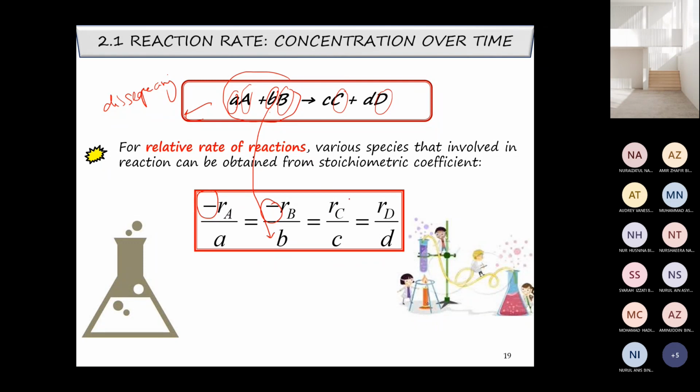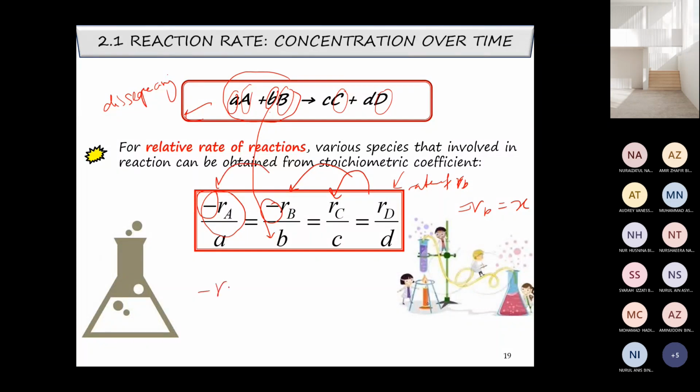Okay, so for example, why do we need to do this relative rate of reactions? Sometimes we want to calculate RA, but the value given in the question may be the rate of reaction of D. So you have the RD value, for example X, and automatically you can also know the rate of reaction of RC, RB and RA.